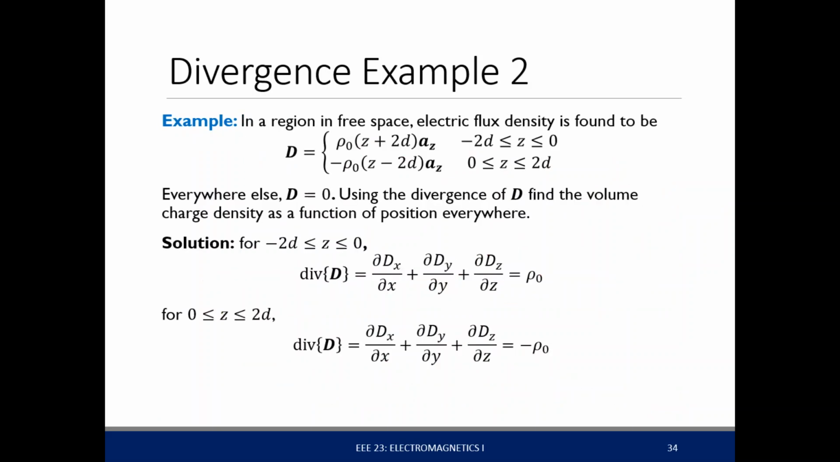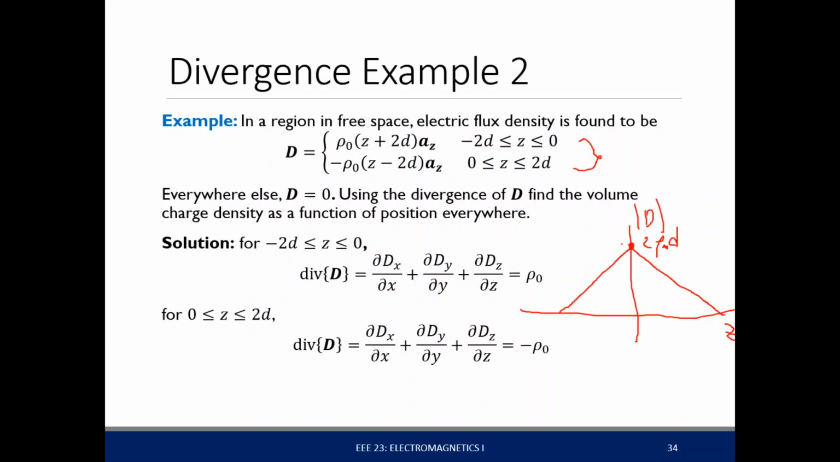Another example. In a region in free space, the electric flux density is found to be this expression. How to plot that? Well, the plot looks something like this. At this point, this is D and this is Z. At this point, the flux density is equal to 2 rho naught. I can let you verify that. Anyway, this is the plot of the magnitude of your flux density. Everywhere else it's 0.